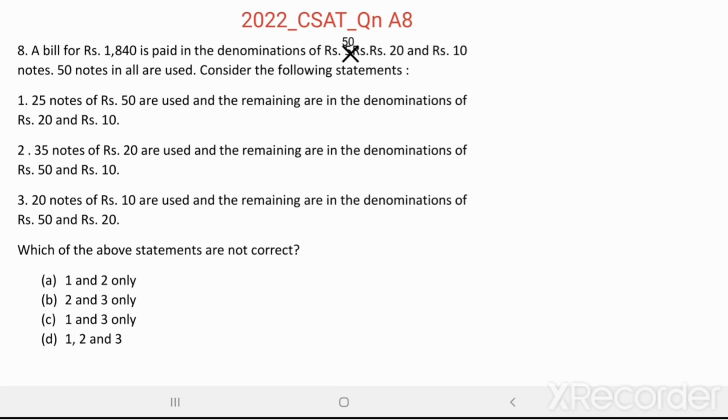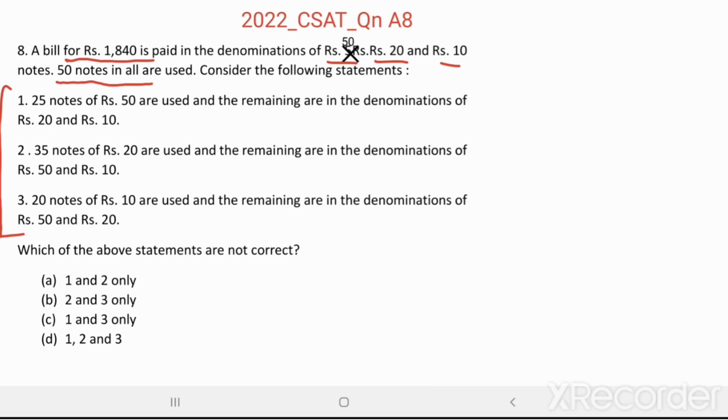Here, a bill of 1840 has to be paid. For that, denominations of rupees 50, 20 and 10 are there. Total 50 notes are to be used. Then, which of the following given statements are not correct? That is what we have to find.